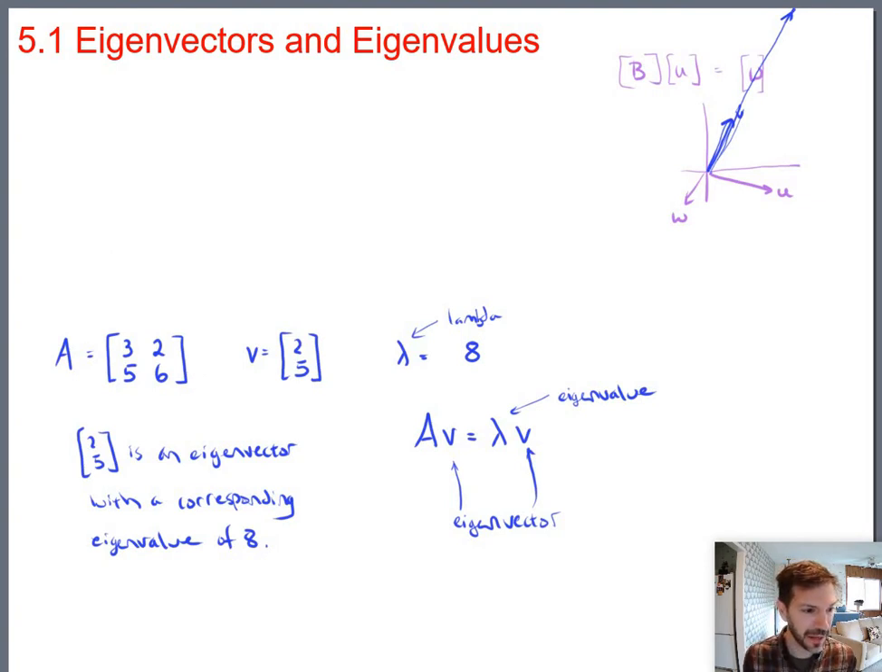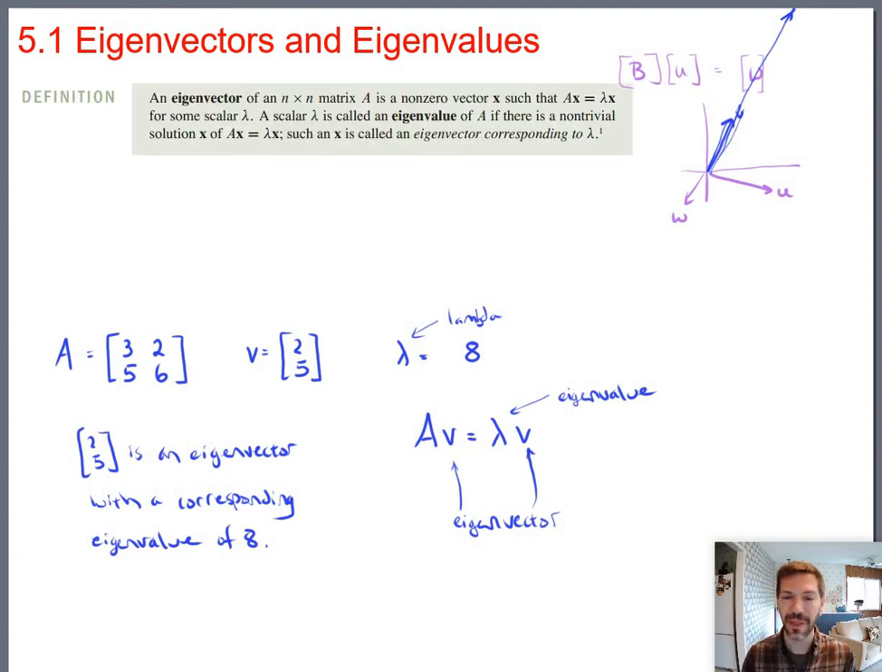Okay, so let's get our definition first of all. So here's the official book definition. It says the eigenvector of an n by n matrix, so we are looking at square matrices. That's probably worth pointing out. This is going to be square. It is possible to have eigenvectors and values for non-square matrices, but we're not really going to look at those.